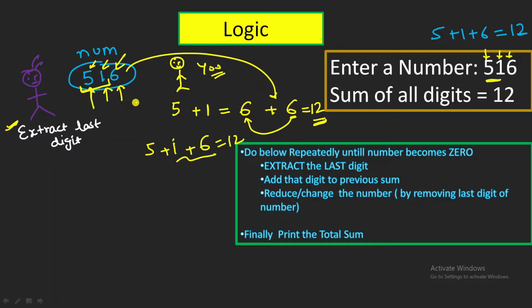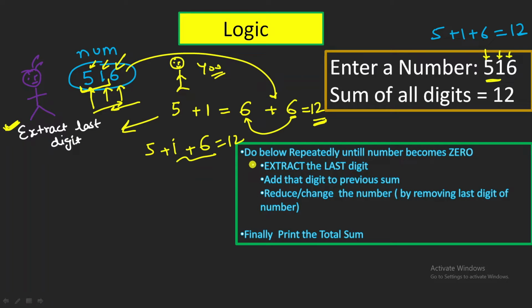So basically, if you add from this direction to this direction, or from this direction to this direction, the answer will be 12 only. So my logic will move from this direction to this direction. First it will give you the 6, then it will extract 1, then it will extract 5. So we'll see how we can extract the last digit. I hope you have understood the main logic behind this question. So the same steps I have written here.